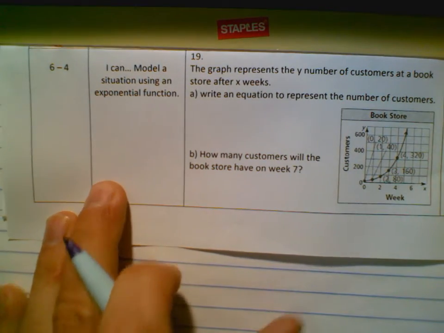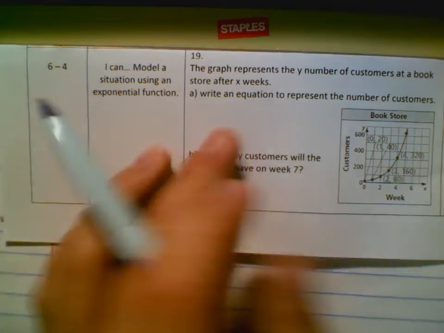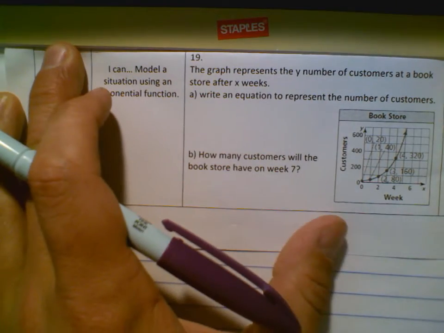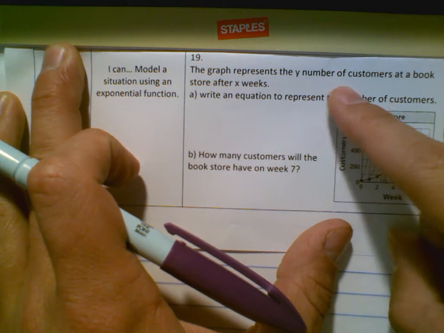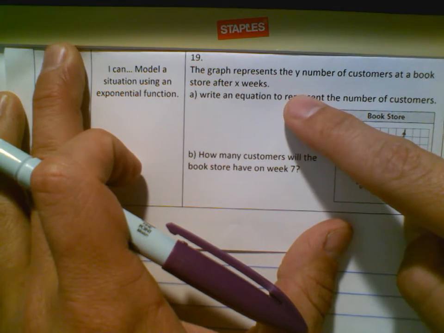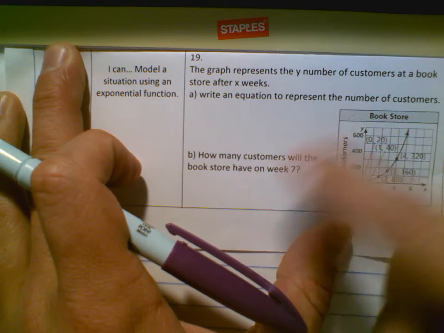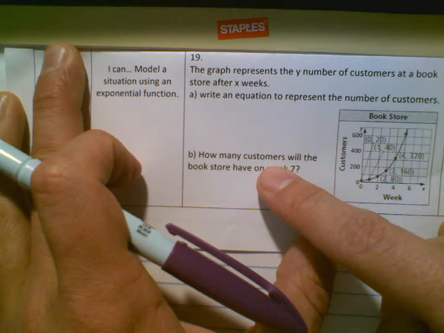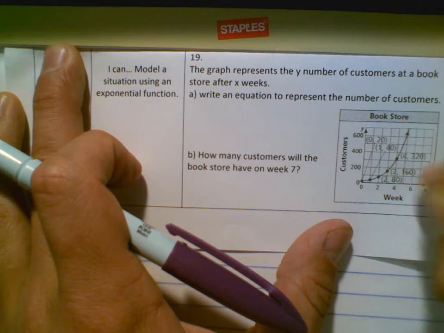In this video, I'm going to be talking about modeling a situation using an exponential function. Specifically, what happens when they give us a graph. So it says the graph represents the Y number of customers at a bookstore after X weeks. We want to write an equation to represent the number of customers and then use our equation to figure out how many customers the bookstore will have on week 7. So we're really looking at the graph here.